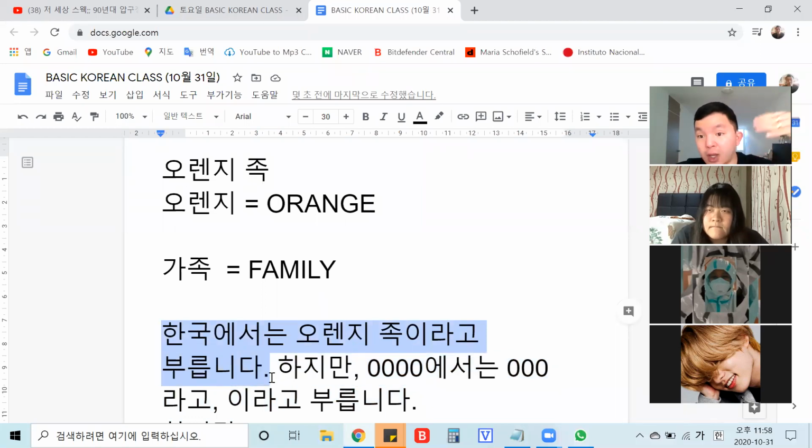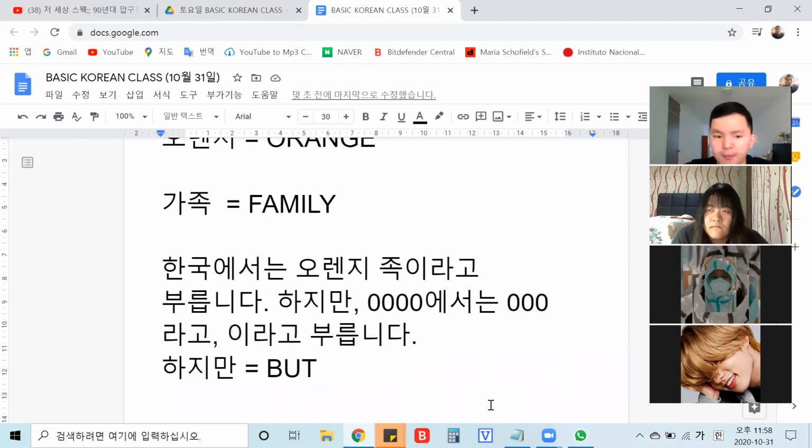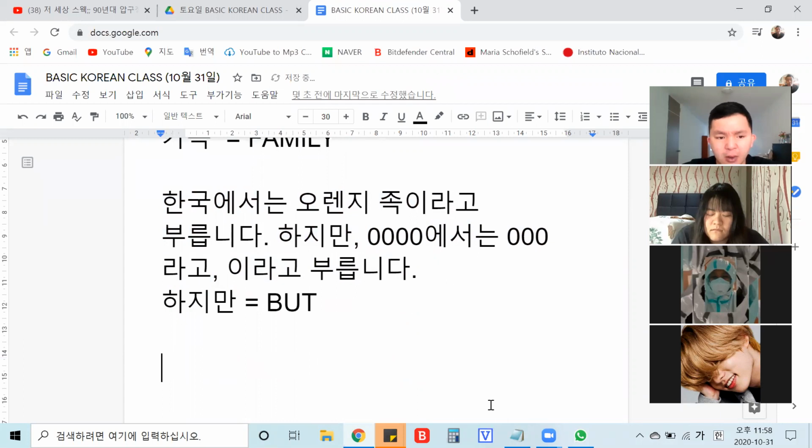About the standard: in Korea we call them this way, 오렌지족, but in my country we call those kind of fancy people this way. But remember, I'm not sure how the situation is nowadays, but at that moment using 오렌지족 was the bad way, not really good, because people thought those people could solve everything with money. So to be honest with you, it's not really a good way to use 오렌지족.